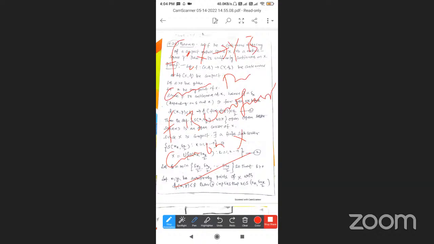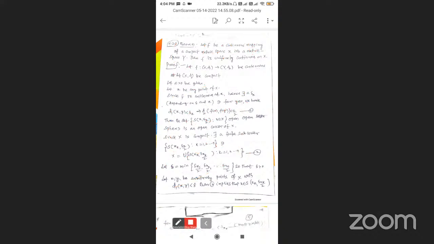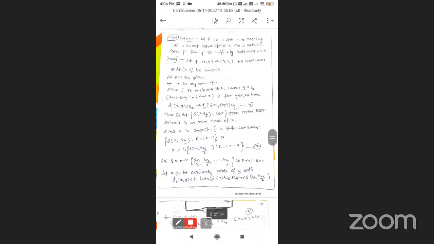In general, every uniformly continuous function is continuous, but every continuous function need not be uniformly continuous, as shown by the example. But whenever f from X to Y is a continuous mapping on a compact metric space, then f is uniformly continuous on X. So this is the theorem statement, 5.3.6 on page number 54, the last theorem. The proof is not in the textbook, so we have to clear it now.